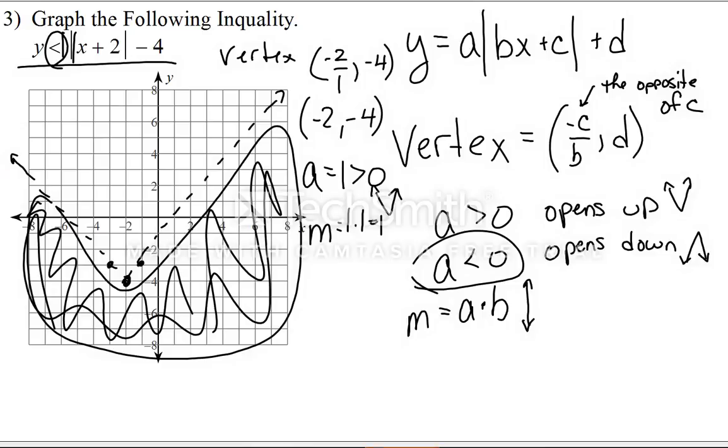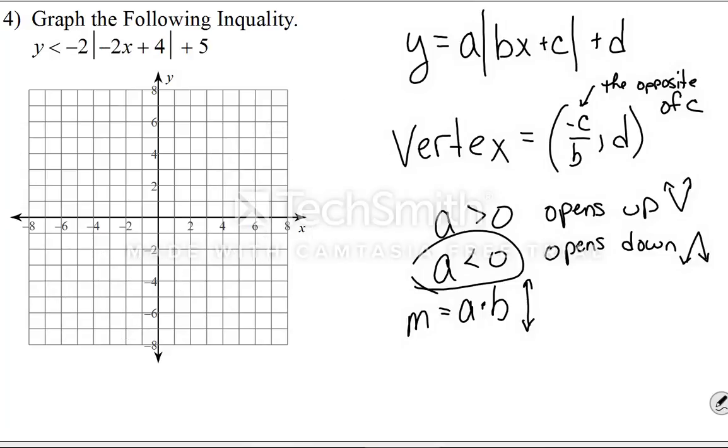All right, let's go to the last one. I have every one of these numbers filled in. That's A, B, C, D. Vertex, the opposite of 4, divide by B, comma, 5. So I get 2, comma, 5. So let's plot it. 2, 5, right up there.